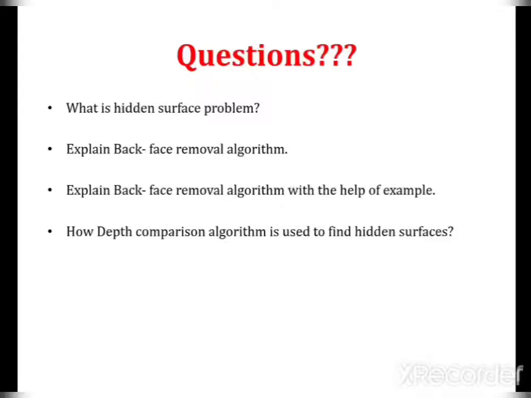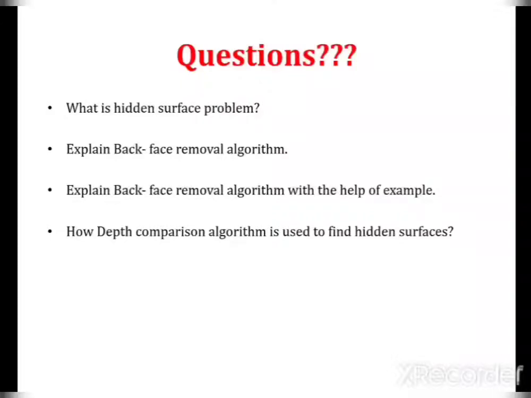Which kind of questions can be asked on this topic? First, what are hidden surfaces? First of all you have to say what hidden surfaces are, and then describe what the hidden surface problem is. The identification and removal of hidden surfaces is nothing but the hidden surface problem.